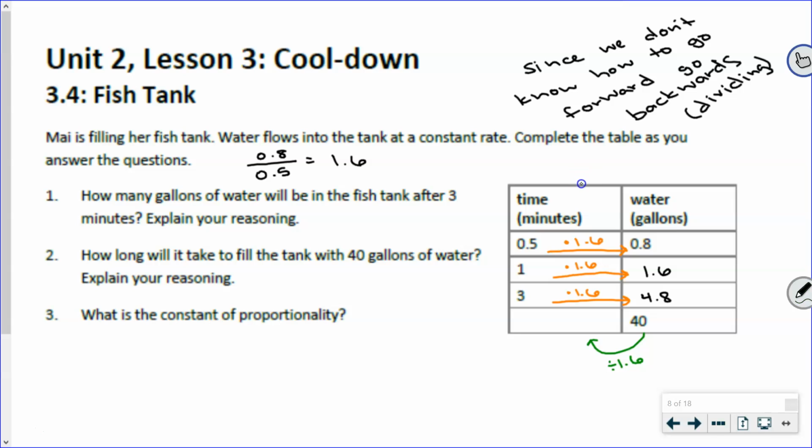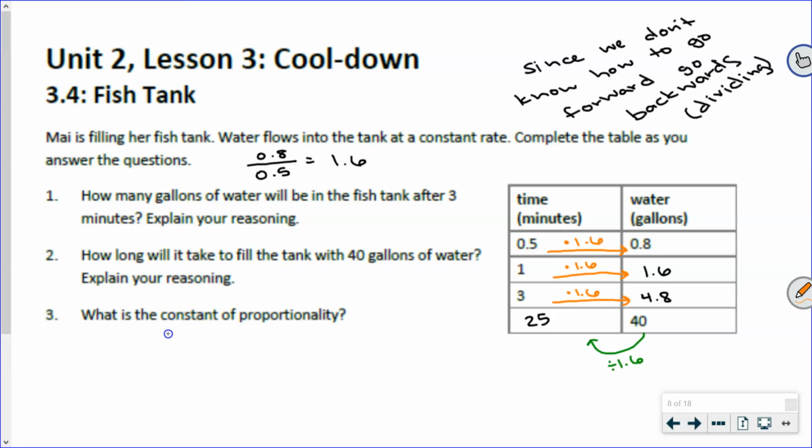40 divided by 1.6? 25. Agree or disagree? Okay, I haven't actually calculated, so thank you. And now let's answer, because we already answered these questions by filling out the table. What is the constant of proportionality? I want to see every hand for this one, so if you need a little bit of extra think time, that's fine. What is the constant of proportionality here?